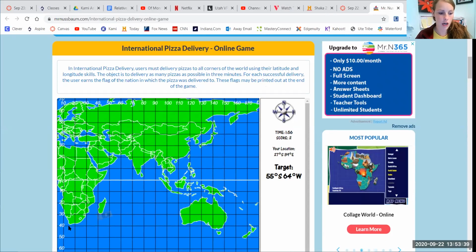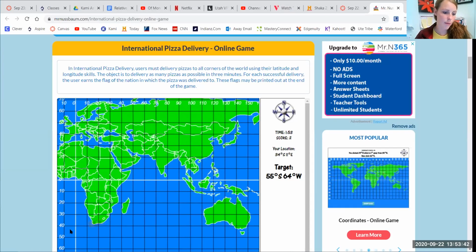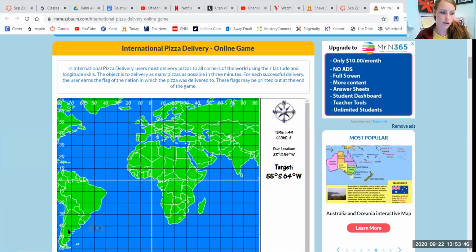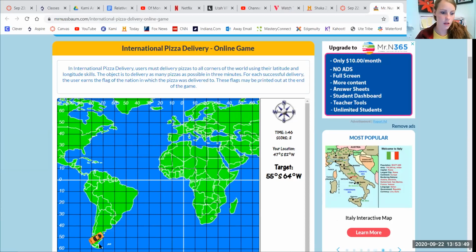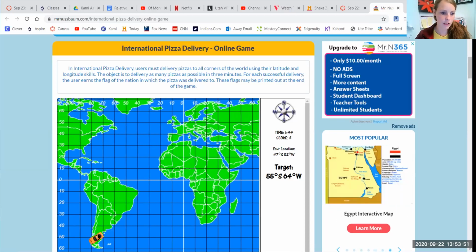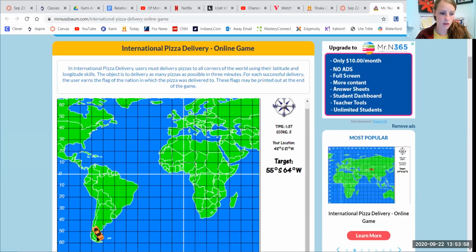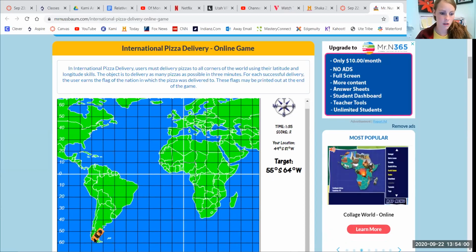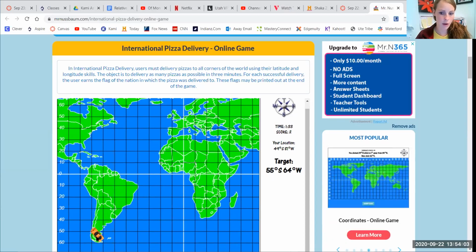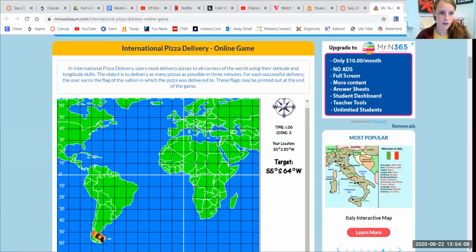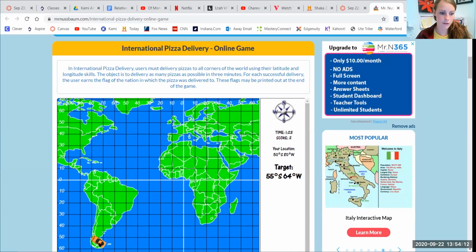As you can see, your car is driving over the ocean, but you just keep clicking until you get to 55 south... Nope, this should be about right. Oh, I know, 49 south. It says I'm 49 south, and 64 west. I don't know.